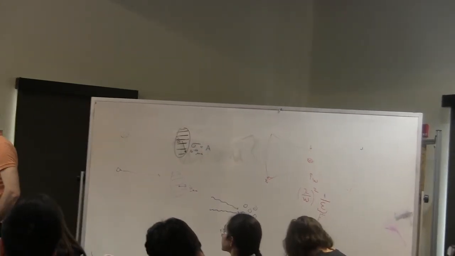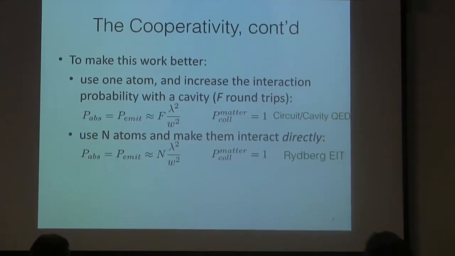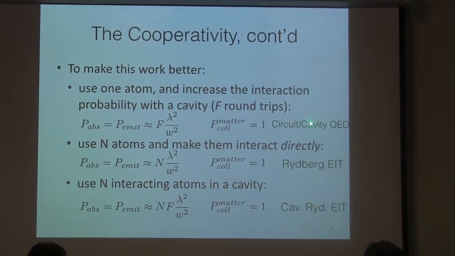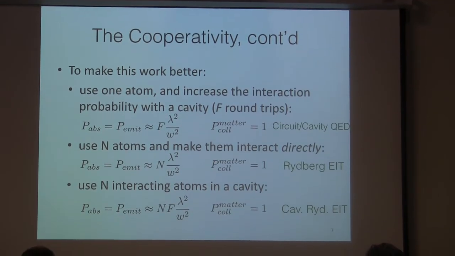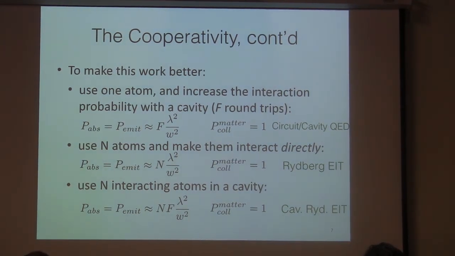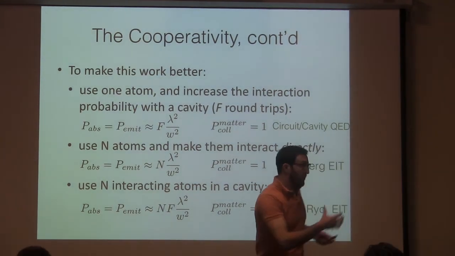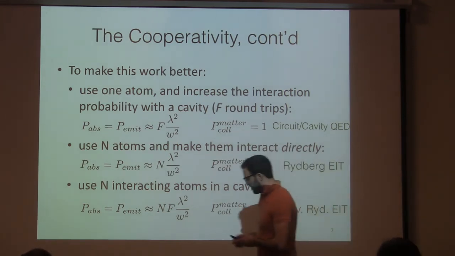But this is the regime of Rydberg electromagnetically induced transparency. And then the last possibility is to combine these two for really strong interactions. So have atoms that interact with each other and put them inside of a cavity. Okay, and now you get many, many collisions, or very high probability that the photons collide with each other, if you prefer.